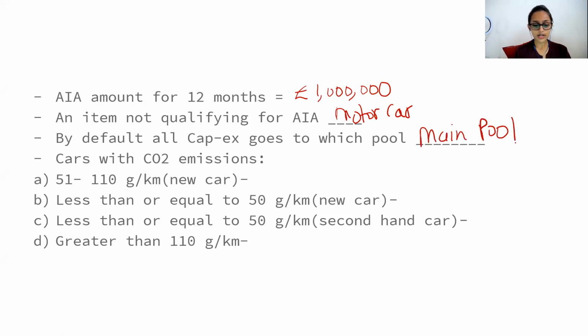Then let's take a look at all these things. Cars with CO2 emission 51 to 110 grams per kilometre, which pool does it go to? It goes to the main pool. Less than or equal to 50 grams per kilometre, new car, there is something called the FYA. 100% FYA means that you can write off the entire amount and put it in the allowances column. Less than or equal to 50 grams per kilometre and it is a second hand car, it goes to the main pool. Then greater than 110 grams per kilometre, it goes to the special pool.